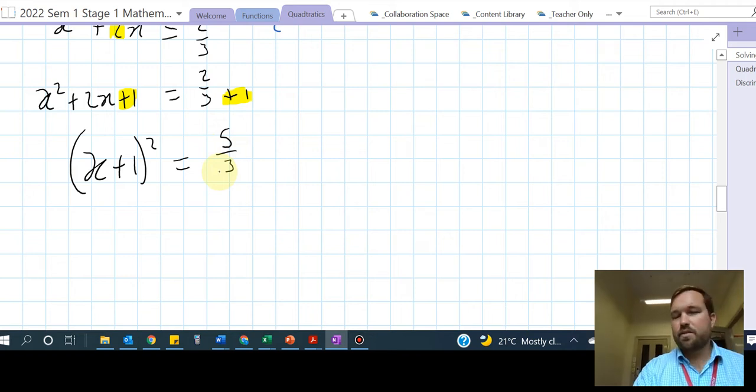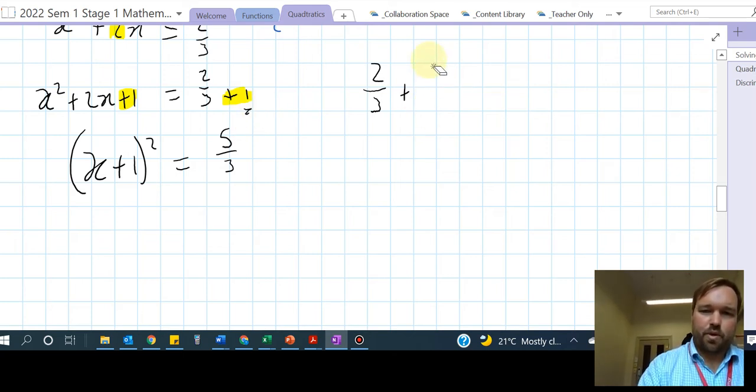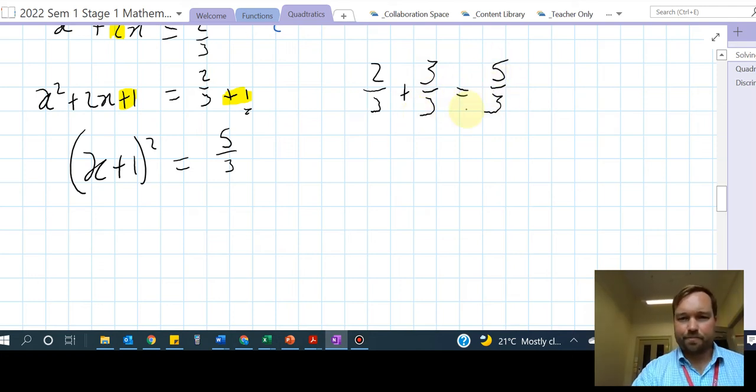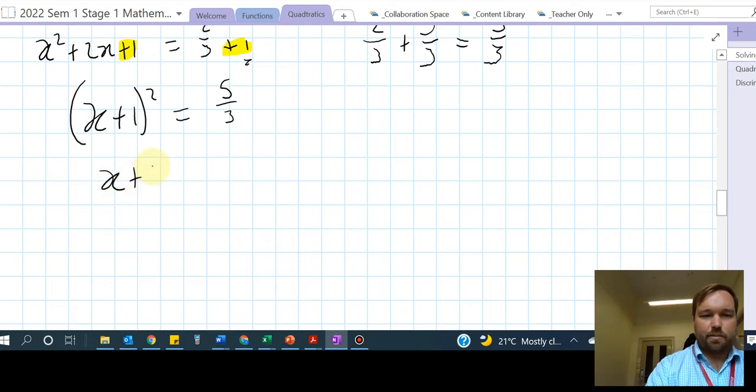If you're not convinced of how that works, 2 on 3 plus 1 on 1. Now really, we want that 1 to be something we can work with. So I'm going to rewrite it as 3 on 3. That becomes 5 on 3. Then from here we solve directly. Square root both sides. x plus 1 equals plus or minus the square root of 5 on 3. x equals minus 1 plus or minus the square root of 5 on 3.